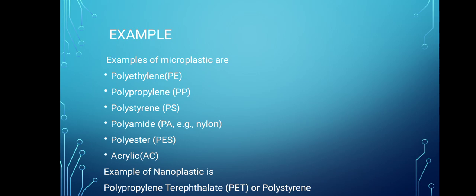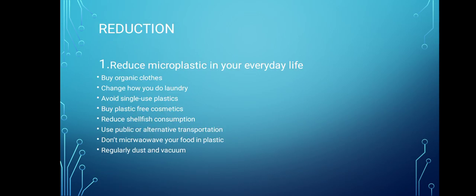Examples of microplastics are polyethylene, polypropylene, polystyrene, polyamide, polyester, acrylic. Examples of nanoplastic are polypropylene, terephthalate or polystyrene. Like we can see here, polystyrene is an example of microplastic and also an example of nanoplastic. So these are the same things, like micro is the primary and nano is the secondary.